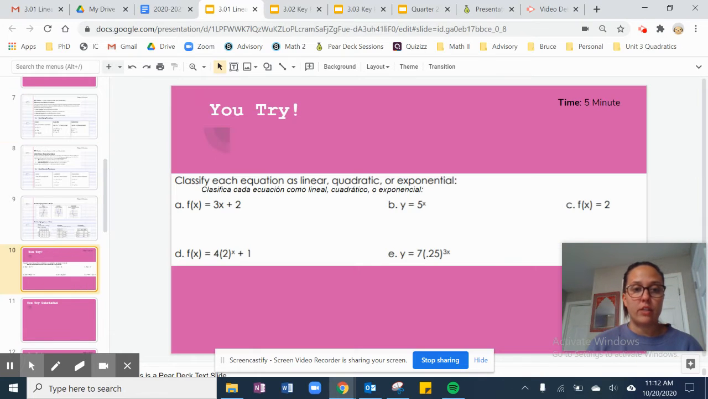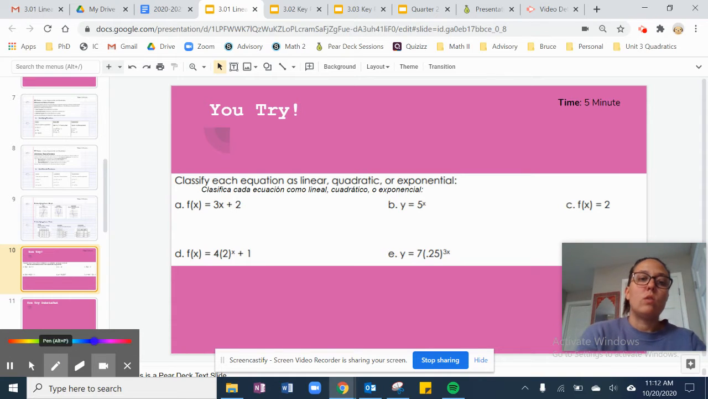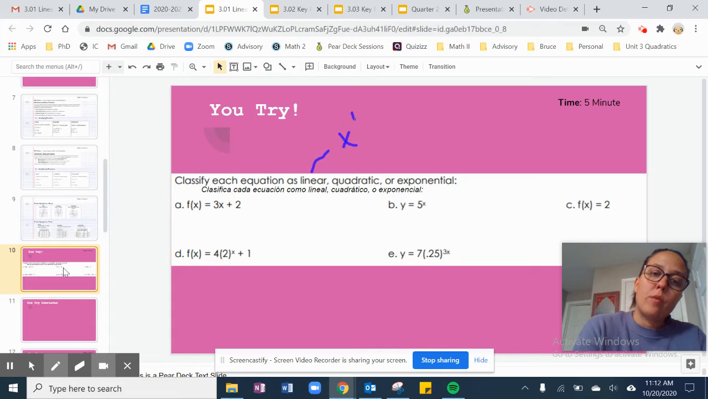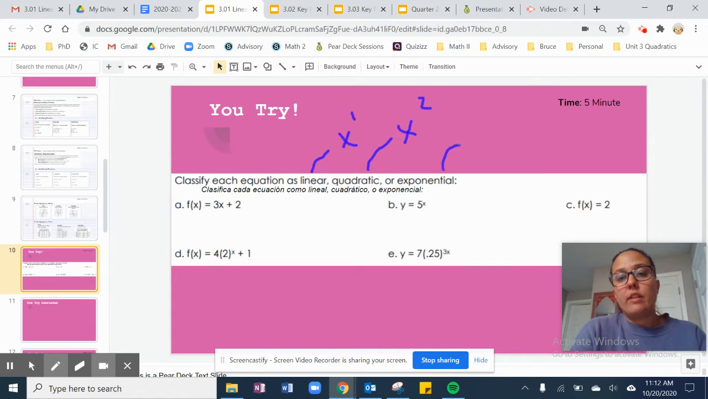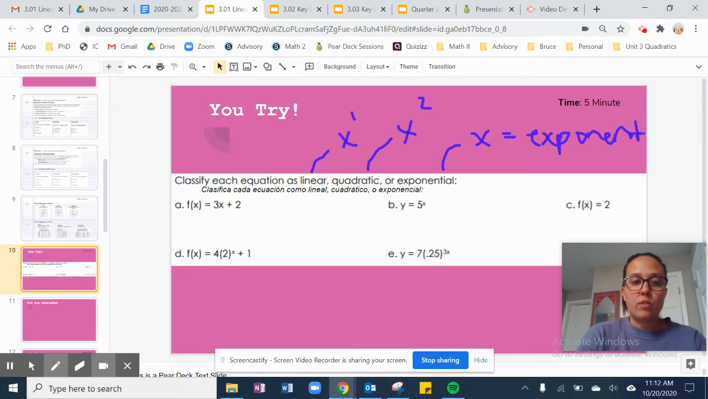So I'm just going to quickly jot that down so that I can remind myself. So linear is x to the first power, quadratic is x to the second power, and then exponential is x is the exponent, right? So let's do these one at a time.